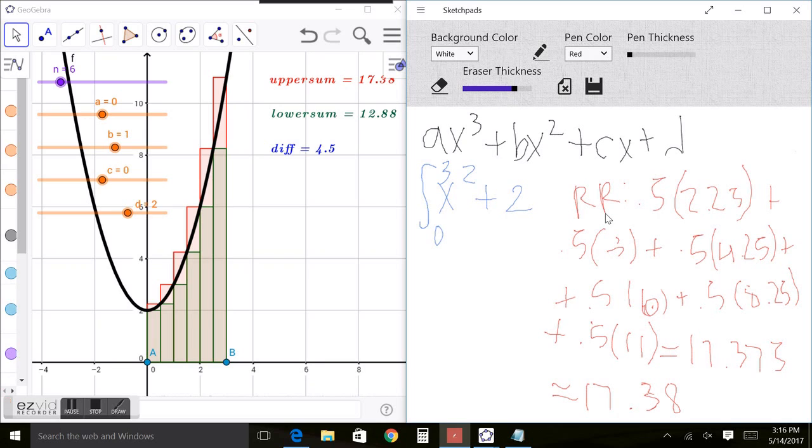There's also a midpoint, which you can do the same way. It's just that you would just cut these bases in half. Same heights though for all of them.